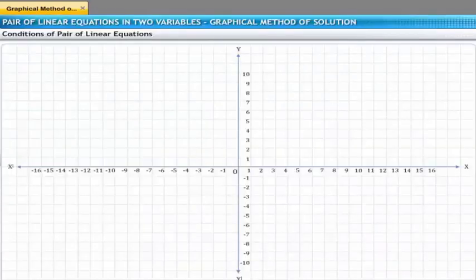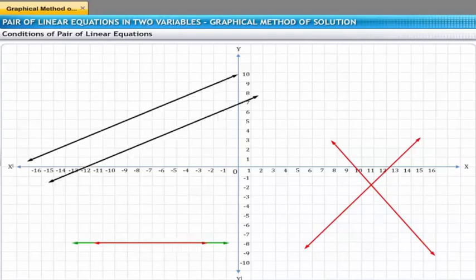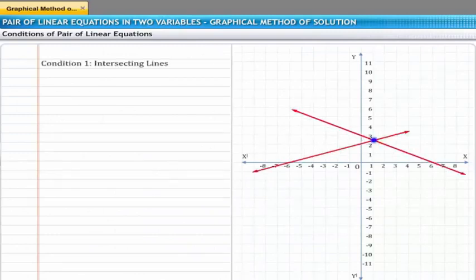As discussed, when any pair of linear equations in two variables is plotted, two straight lines are obtained. These lines may either intersect each other or be coincident with each other. These lines can also be parallel to each other. Each of these conditions will determine the solution of the equations. Let us look at the first condition where the two lines are intersecting each other.